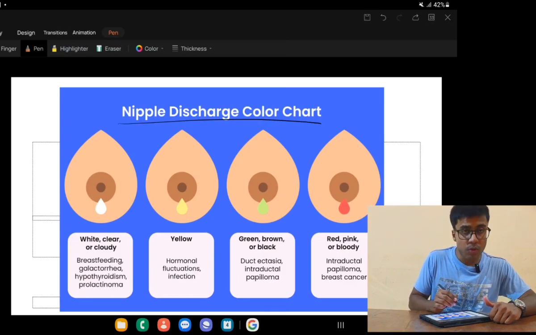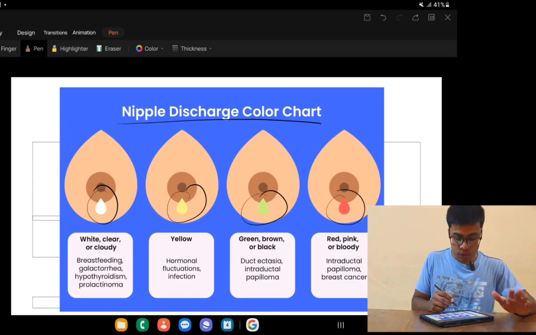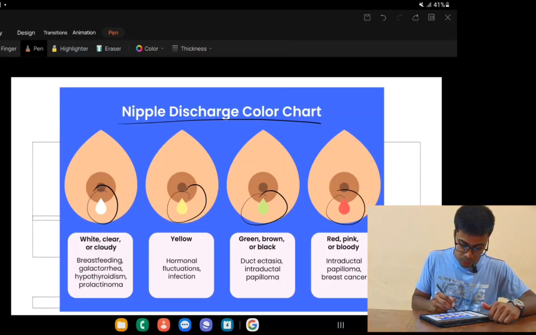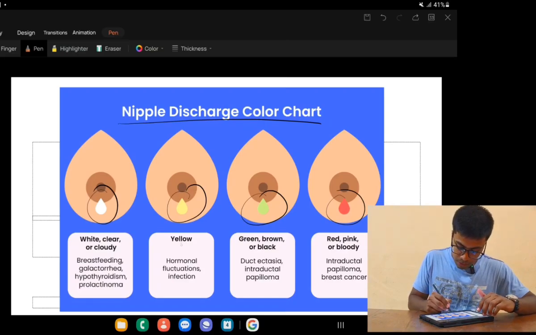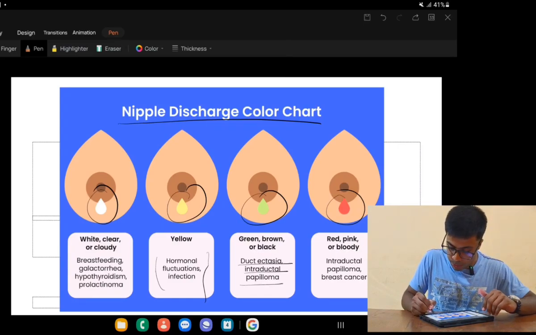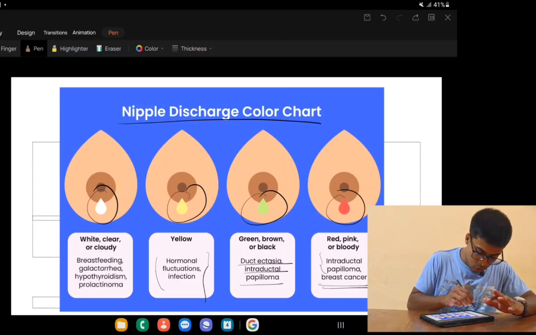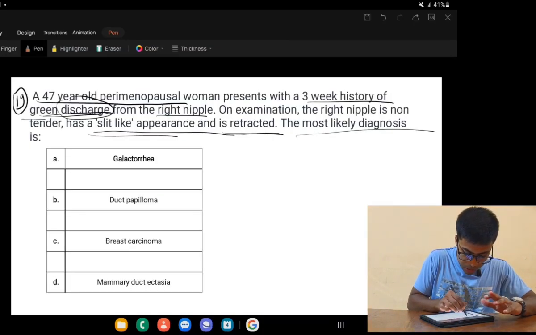We have 4 types of nipple discharge: white, yellow, green, red or pink. White or clear is seen in physiological conditions, breastfeeding, galactorrhea, hypothyroidism, and prolactinoma. Yellow is hormonal fluctuation and infection in some cases. Green, brown, or black: duct ectasia, intraductal papilloma. These 2 conditions. Red, pink, or bloody: intraductal papilloma again, and breast cancer. So depending on the discharge color, we can answer this question. And here we have green discharge.